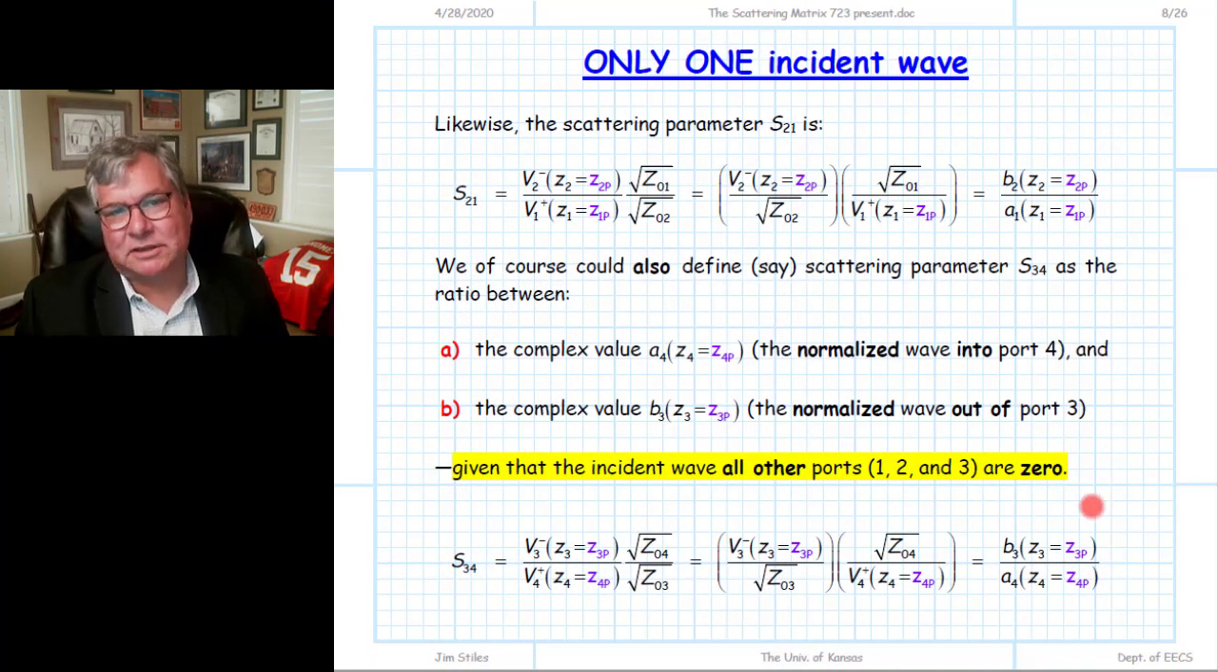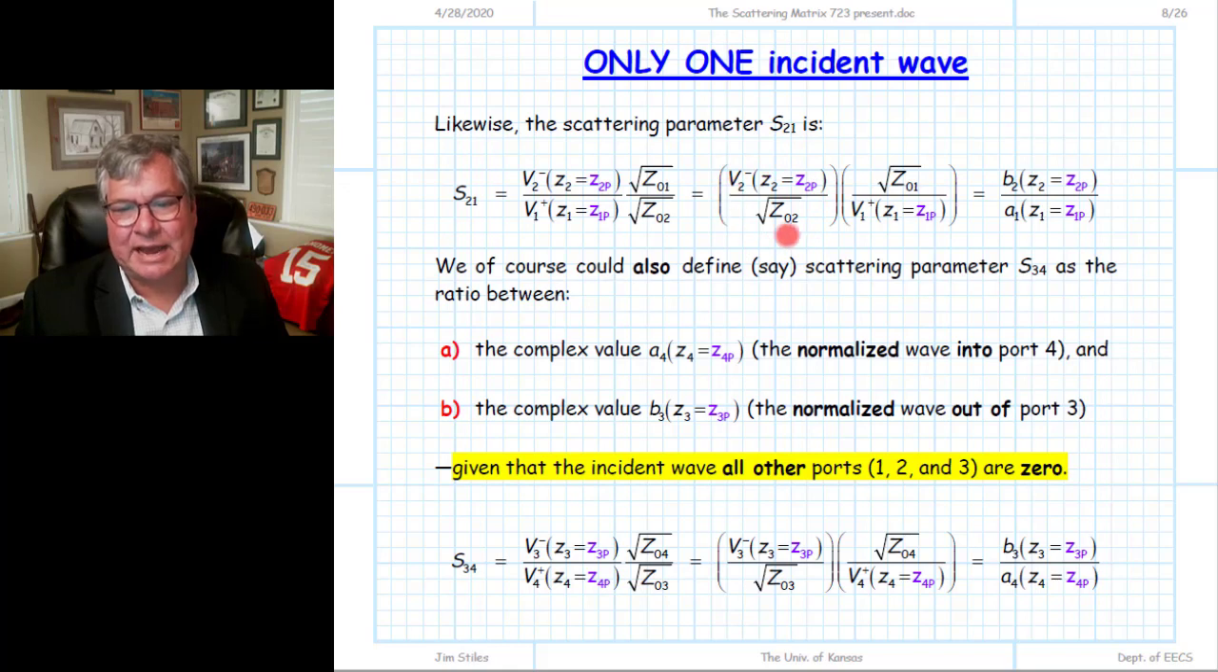Well, I botched that previous example so badly. Let's do a different one. Let's do S21 instead. S21, that scattering parameter, is going to be the ratio of the scattered wave, the exiting wave at port 2, divided by the incident wave at port 1. And again, we have now a ratio of the square root of the characteristic impedances. Again, V1 down here in the denominator, but we have the square root of Z01 here in the denominator. And when we do that, we find we get these terms.